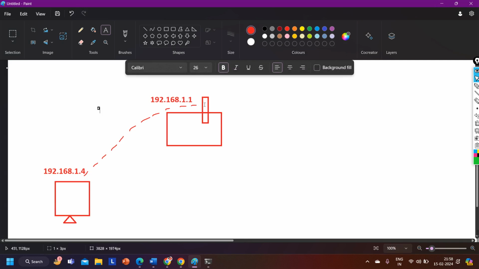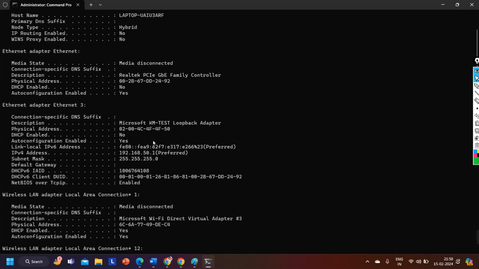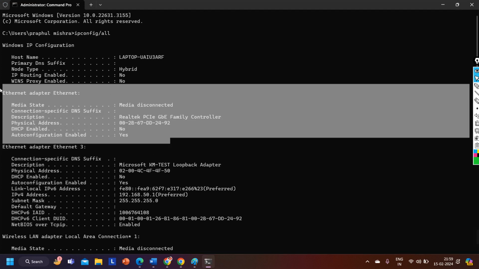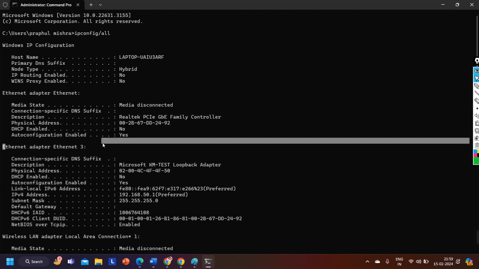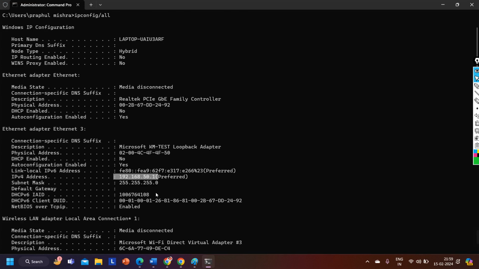Are both in the same subnet or a different subnet? Both are in the same subnet. If you are not okay with this, no problem. You will understand this in IP addressing. Apart from it, see the other interfaces. On the Ethernet adapter, we don't have any IP address, correct? On Ethernet 3, we have one IP address on this interface, 192.168.50.1.